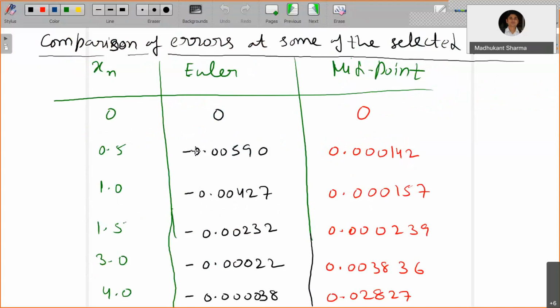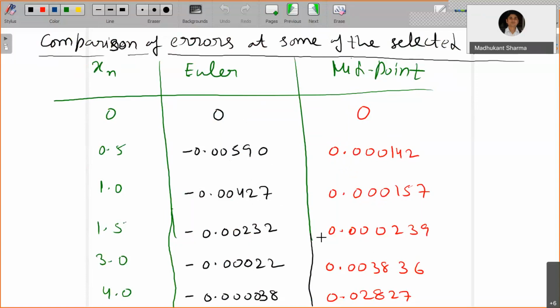These are the errors, compared not in the absolute sense, but directly as y at xn minus y. For Euler's method the errors are minus 0.00590, 0.00427, 0.0023. The error is decreasing monotonically. Now if you look at the midpoint at 0.5, it is better than Euler's. At 1, it is still better.